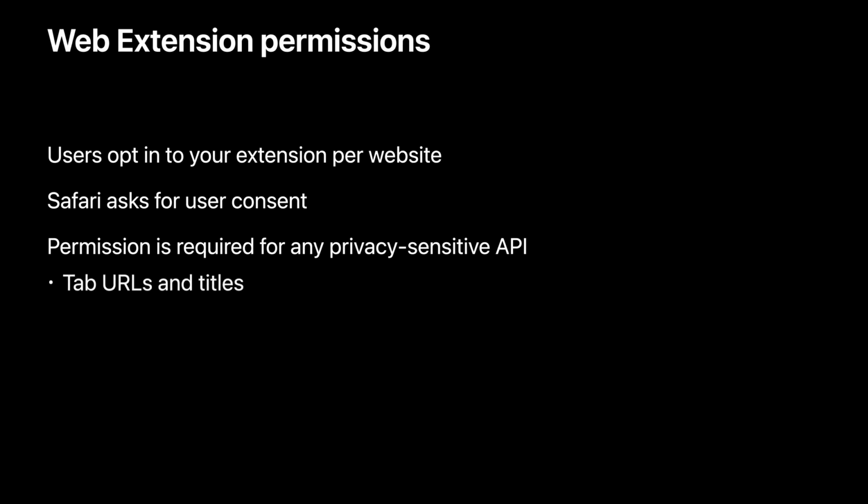Specifically, any API that reveals the URL or title of a tab will only include this info if your extension has permission for that URL. The Cookies API will only let your extension read and write cookies for websites your extension has permission for. And injecting JavaScript and style sheets will only be allowed on websites where, you guessed it, your extension has permission.